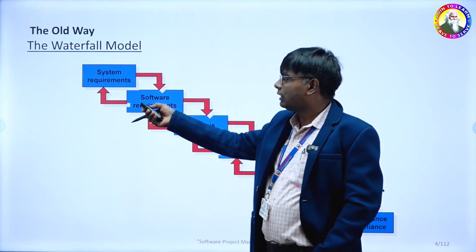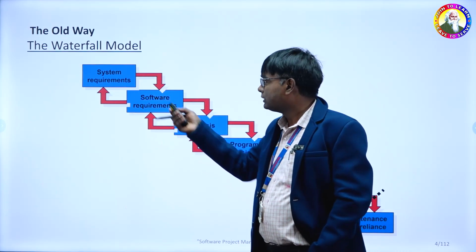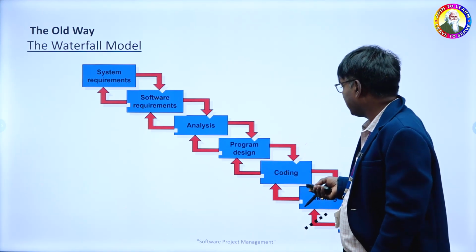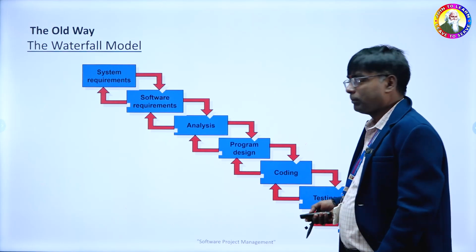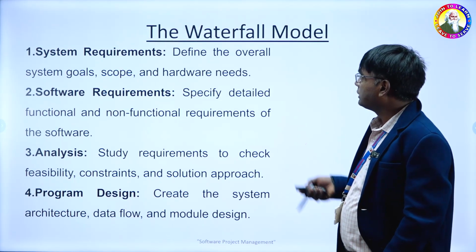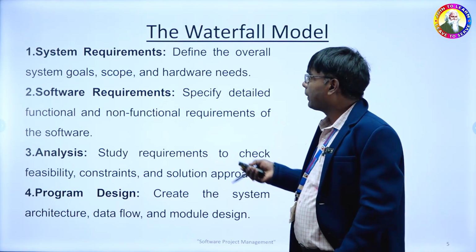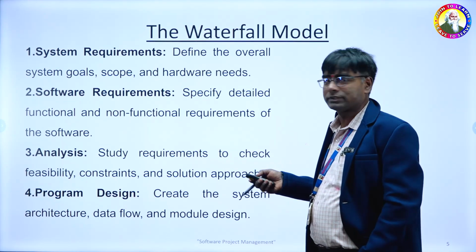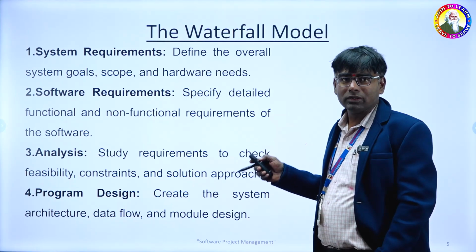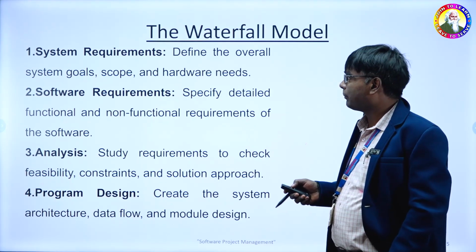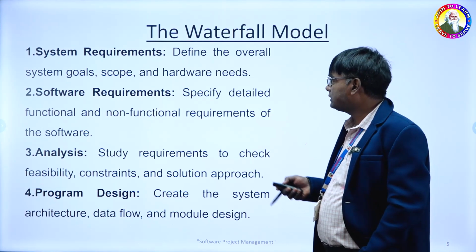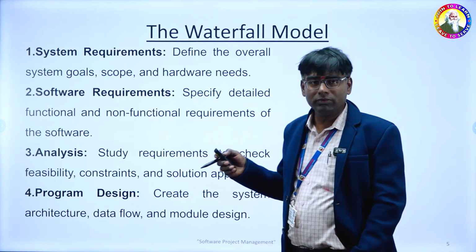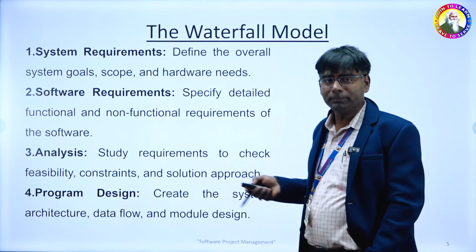Once again, let me tell you clearly what the steps to be followed here are: system requirements, software requirements, analysis, program design, coding, testing, and maintenance. System requirements: in this step, we will define the overall system goals, scope, and hardware needs. So mostly we will try to gather the hardware requirements in the first step. Second, we have software requirements, specifying the detailed functional and non-functional requirements of the software. So we gather the software requirements in the second step.